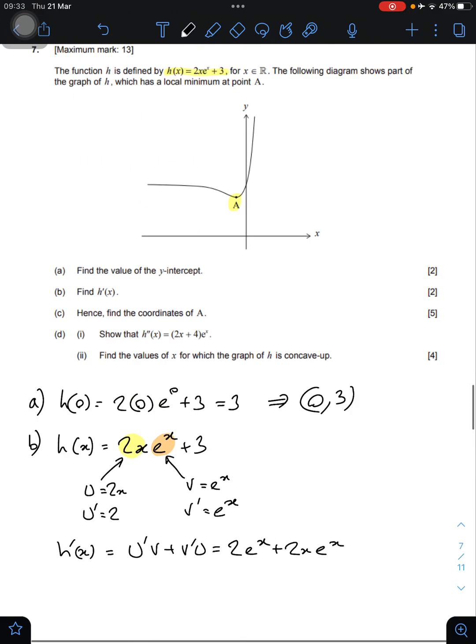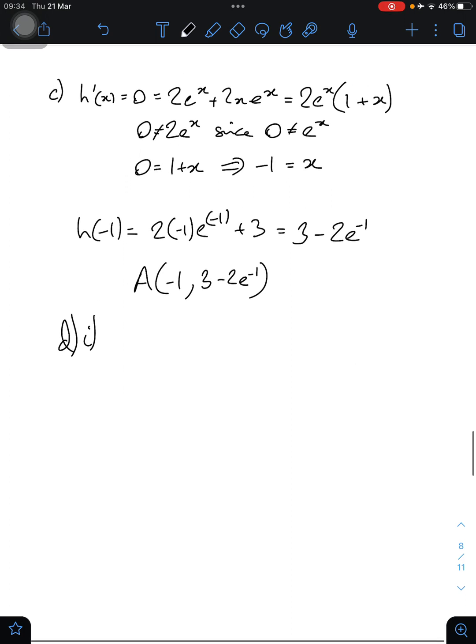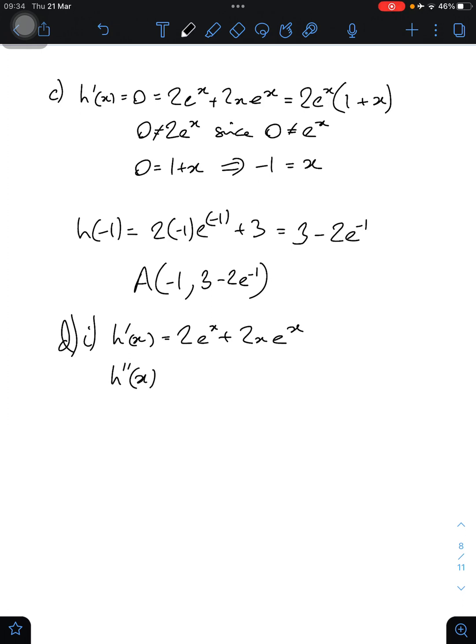Part D, part i. Find the second differential. Well, the first differential was 2e to the x plus 2x e to the x. So the second differential, this here really is just going to give us 2e to the x. And the second part here is just actually h dashed of x. Do you see it's a repetition of what we got above? It's exactly the same as this here.